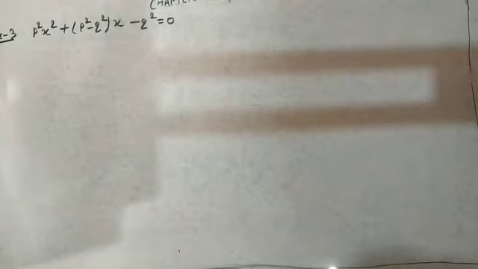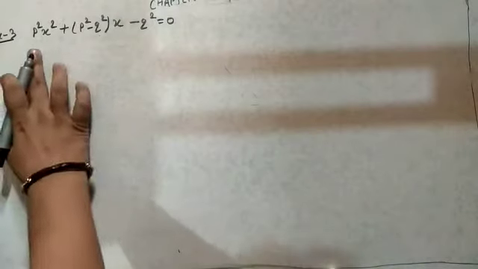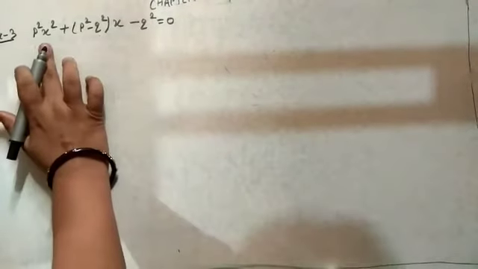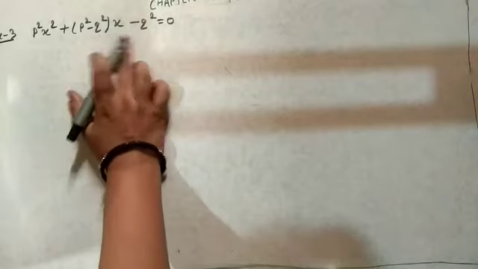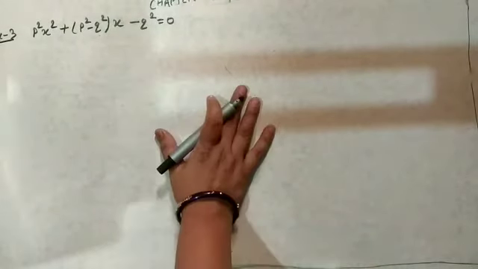Okay, so let us discuss some more examples based on the quadratic equation, that is, how we can solve the quadratic equation by using the quadratic formula. So here I have taken one question: p²x² + (p² − q²)x − q² = 0.